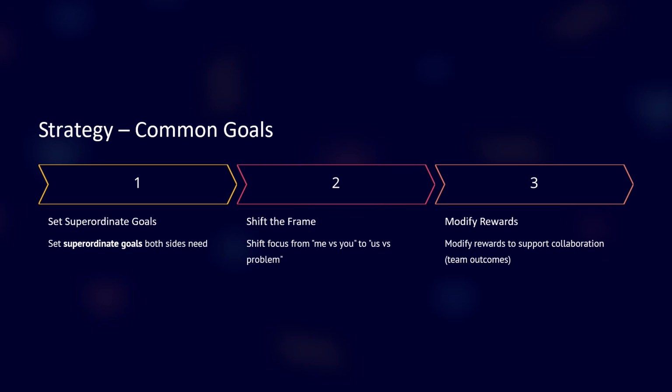We can also change the reward system. If the current system creates a win-lose situation, we should change it to a win-win system that rewards the entire department or organization. This shifts the focus from me versus you to us versus the problem. By aligning everyone's interest with the success of the larger system, we naturally reduce the amount of internal fighting.